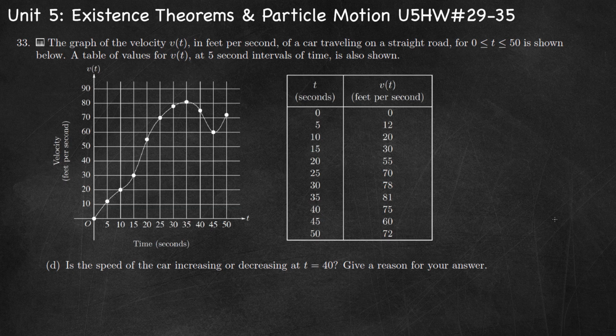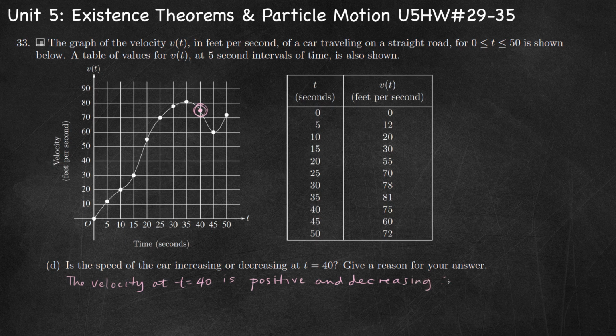And part D: is the speed of the car increasing or decreasing at time t equals 40? So I'm going to look at the graph for that. I think it'll be easier to see on the graph. At t equals 40, we're looking at this point right here. The velocity is positive and it's decreasing. So the velocity at t equals 40 is positive and decreasing.